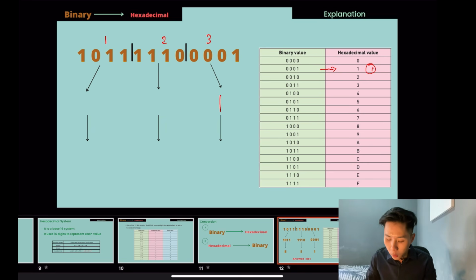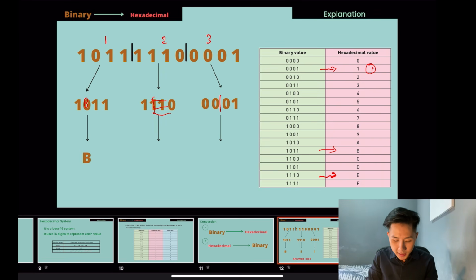And 1110, we have the value of E. So we'll put the value E here. Sorry for the bad handwriting. And last but not least, 1011, we have the value of B. So the full answer of this binary is BE1. So that's how we got our final answer.